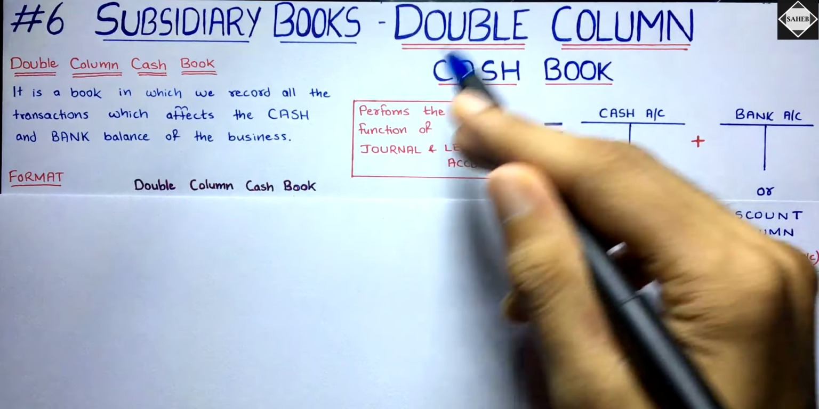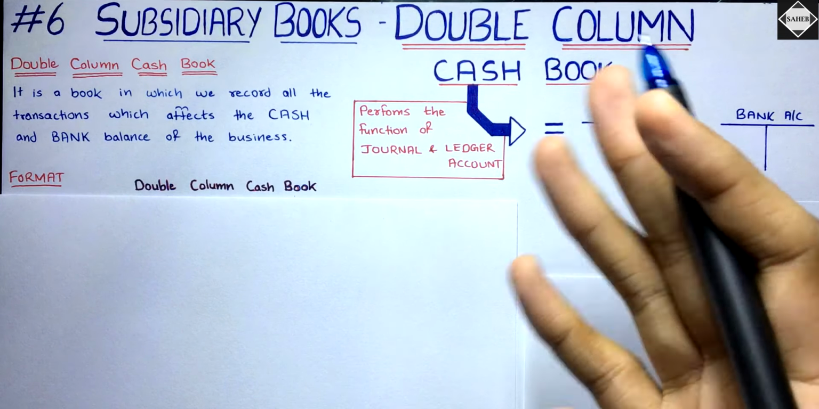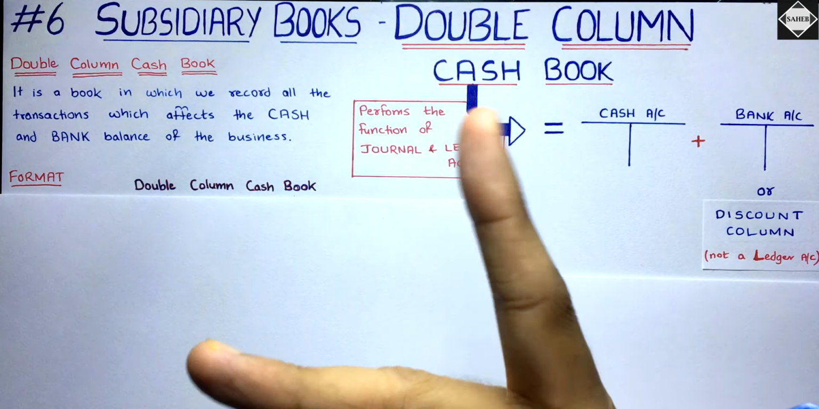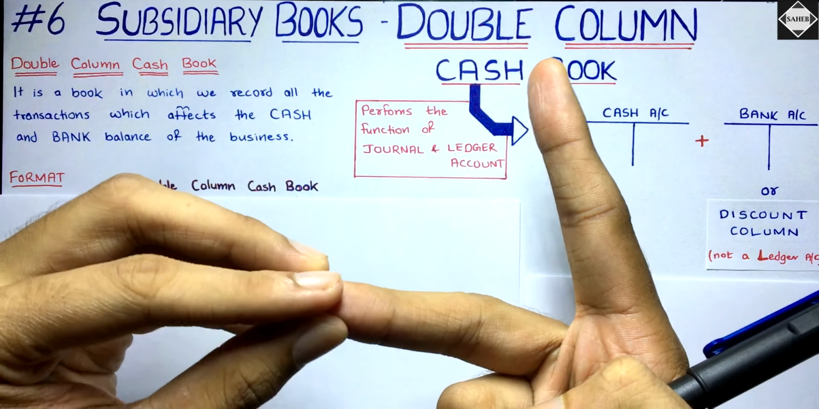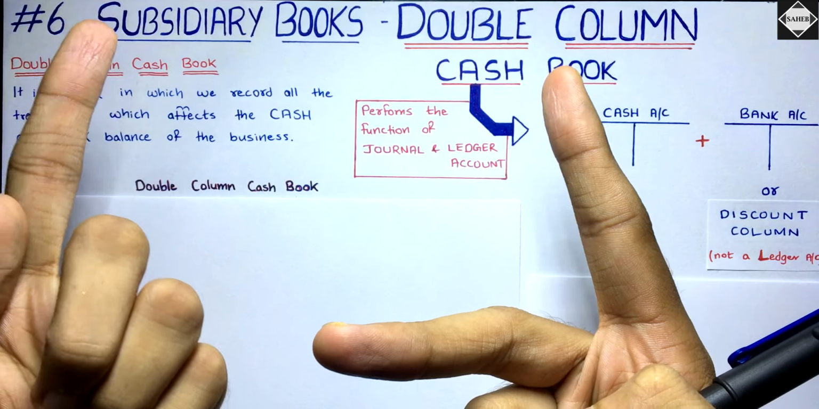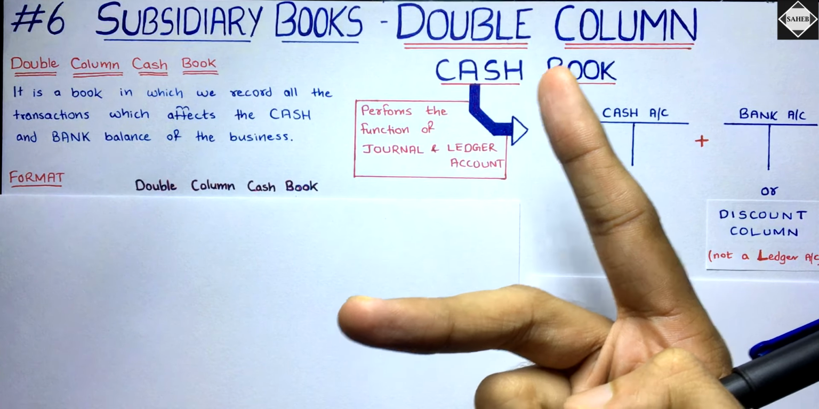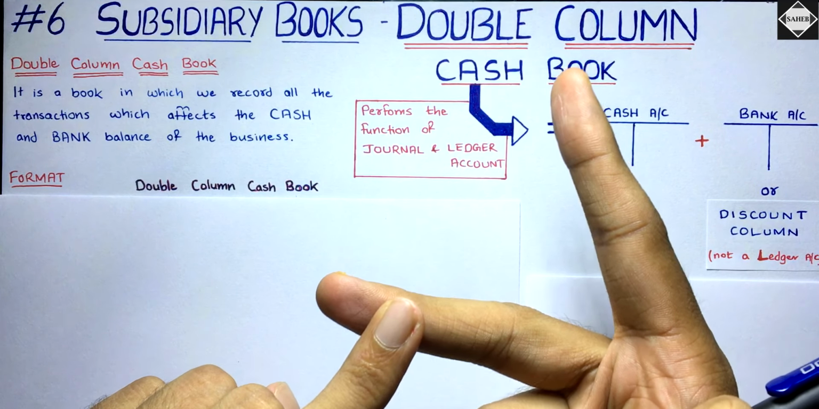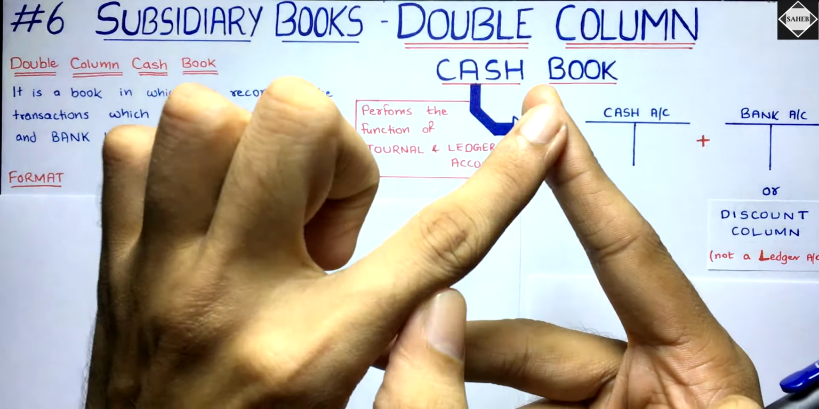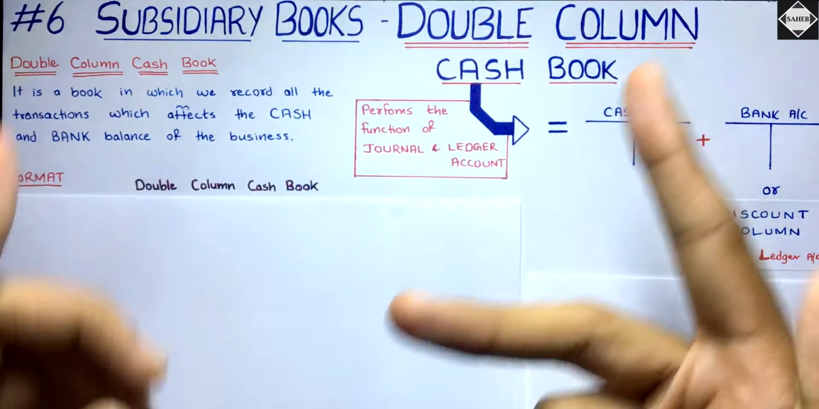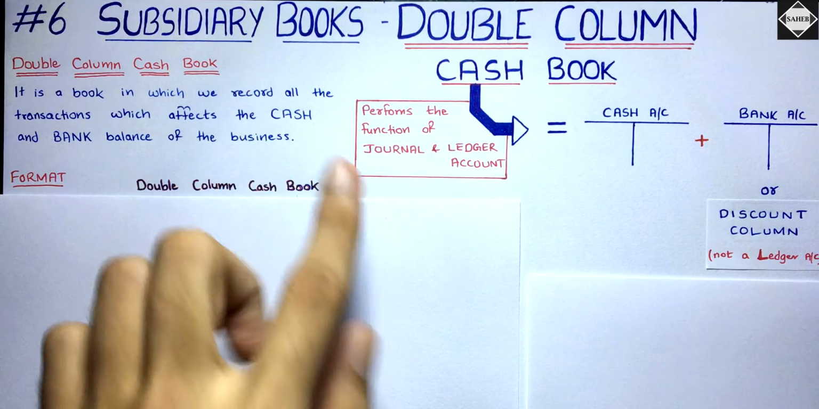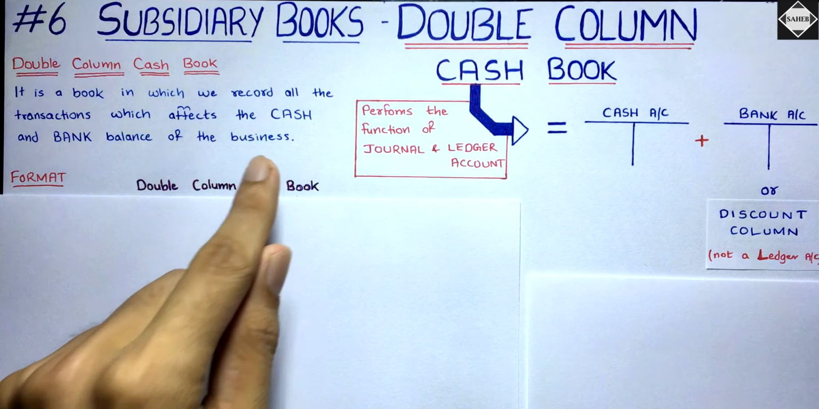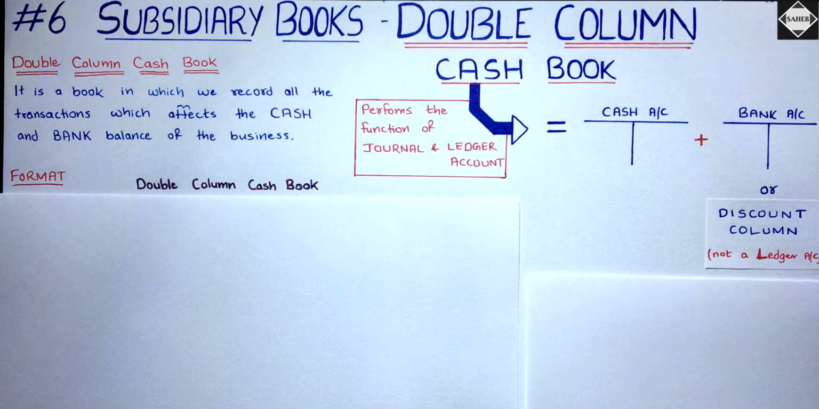Now see, double column cash book is really simple. The same concept applies over here that you have seen in the single column cash book. Now what do we have in this double column cash book? As the name suggests, we have two columns. The cash column, which is always fixed, and then we have the bank column or the discount column, as the case may be. You record all the cash transactions in the cash column. There will be debit and credit, you have seen the single column cash book format. And in the bank column, you will record the bank transactions. In simple English, it is a book in which we record all the transactions which affect the cash balance and the bank balance of the business. Simple as that.